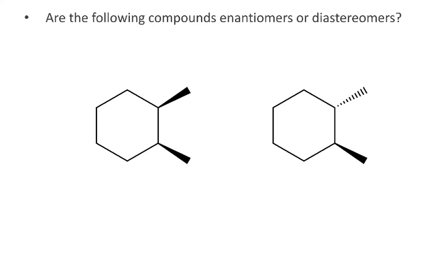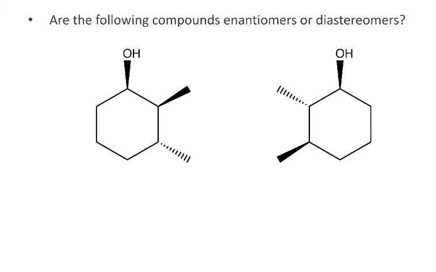All right, so similar compound. In order for these two to be enantiomers, we have to swap the solids with the dashes for everything. In this case, the solid becomes the dash, but the solids stay the solid. So that tells me that these are not enantiomers, and so they must be diastereomers.